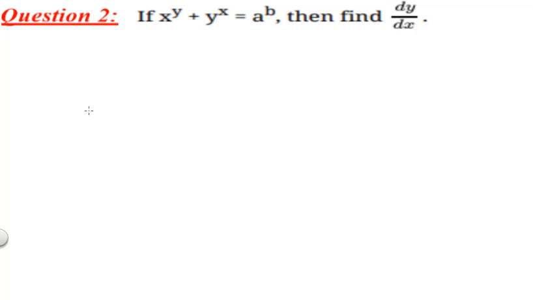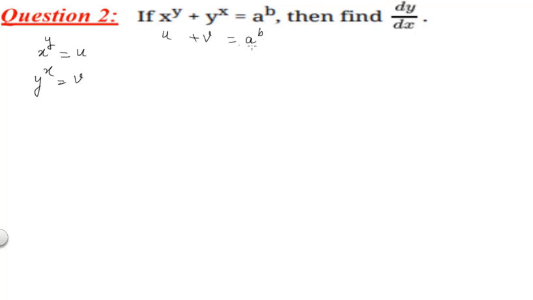Here is question number 2, in which x to the power y plus y to the power x is equal to a to the power b. As you can observe, variable to the power variable is there, so definitely log is to be used here. We have to find dy by dx. So let us consider x to the power y as u, y to the power x as v, and a to the power b as it is. So we actually have u plus v equals a to the power b.